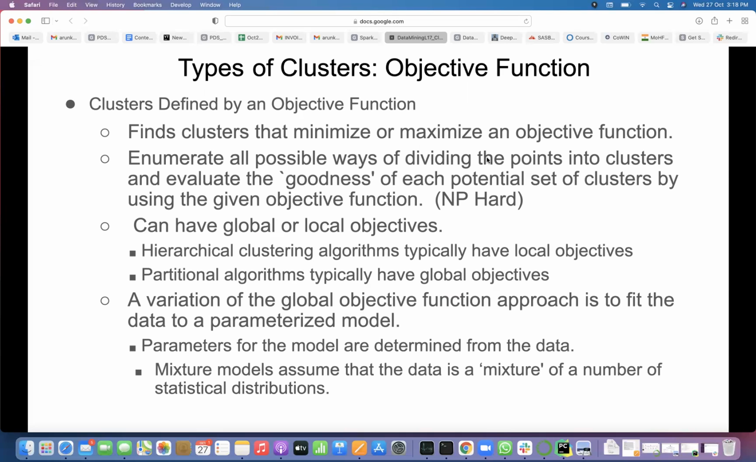Enumerate all possible ways of dividing the points into clusters and evaluate the goodness of each potential set of clusters by using the given objective function. If there are 10 points, then how many ways can you cluster them? Two power 10 minus 1. Many, right? Maybe 5 points. Even with 5 points, you need 10C5 ways. One group, and the other 10C5 is the other group, right? Then 10C4, 10C6, only 2 clusters to make, if you fix it, then you want only 2.